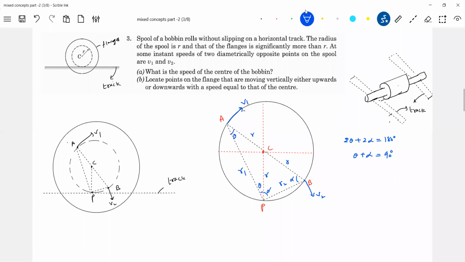So I am getting a right angle triangle. Then this will help us a lot. This particular triangle: (2r) whole square is equal to r1 square plus r2 square. What is V1? Now let's come to this. Where is the instantaneous center?